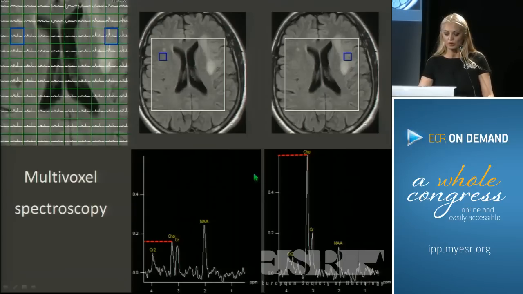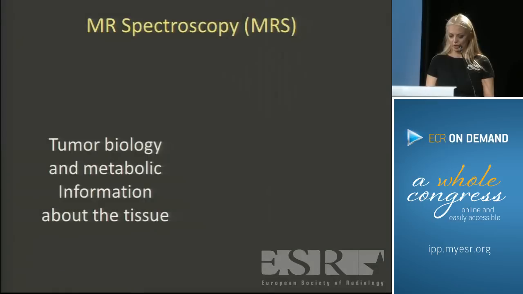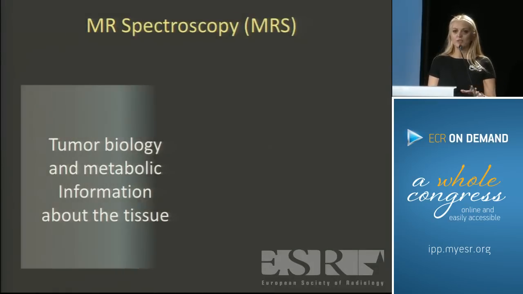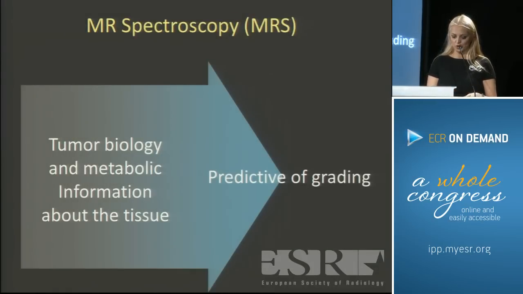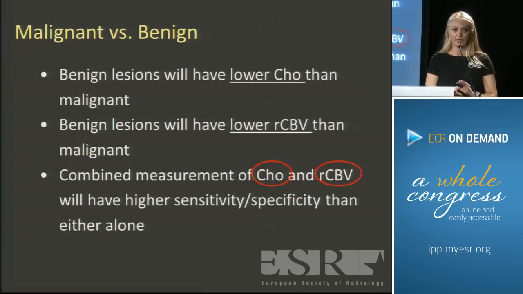So you don't look only at the tumor angle itself. You would have to know, is this choline really sky high or just a little bit high? And to know that, you have to compare it with something which is actually normal. So I think it's clear, without going into details, that all this information about tumor biology and metabolic information is predictive of grading. So the next sequence that is predictive of grading after perfusion is MR spectroscopy. And if you could do both of them, that would be perfect.